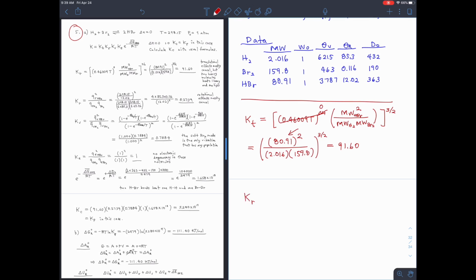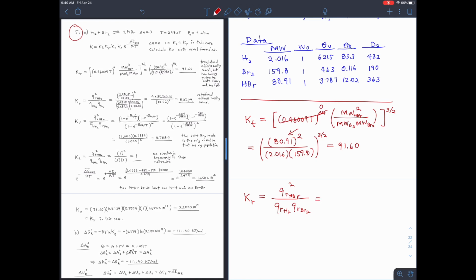Next is the rotational partition function. That's going to be Q rotational for HBr squared over Q rotational for H2, Q rotational for Br2. I put a bar on there, but there really shouldn't be a bar there. That is equal to, these are all diatomic molecules.